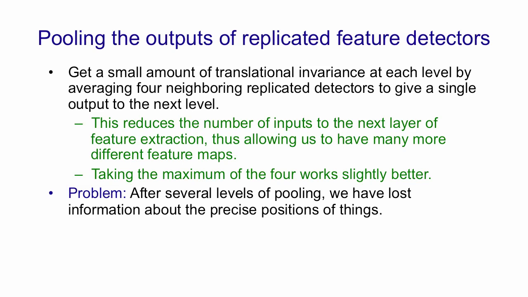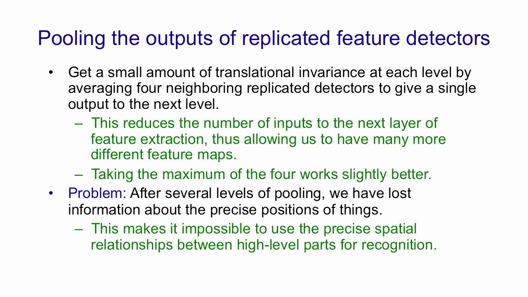The fact that we've got a few eyes and a nose and a mouth floating about in vaguely the same position is very good evidence that it's a face. But if you want to recognise whose face it is, you need to use the precise spatial relationships between the eyes and between the nose and the mouth, and that's been lost by these convolutional neural nets. I'll come back to that issue later on.